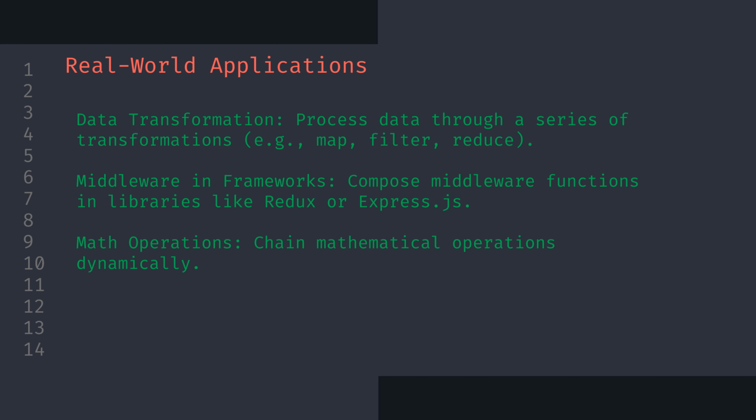Functional composition is widely used in real-world applications, especially in frameworks and libraries. For instance, in Redux, middleware functions are composed to handle actions and update the application state dynamically.